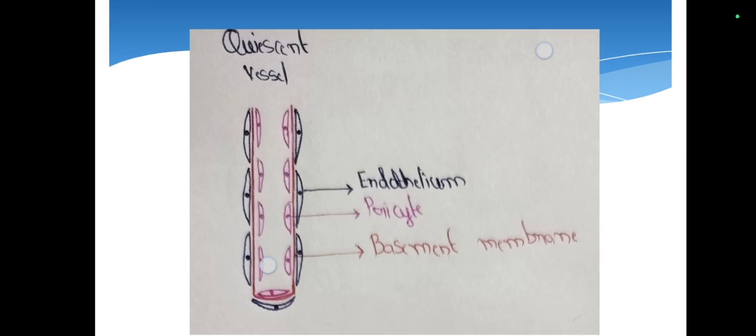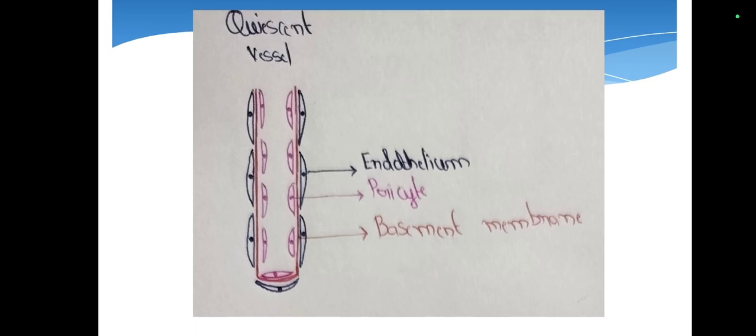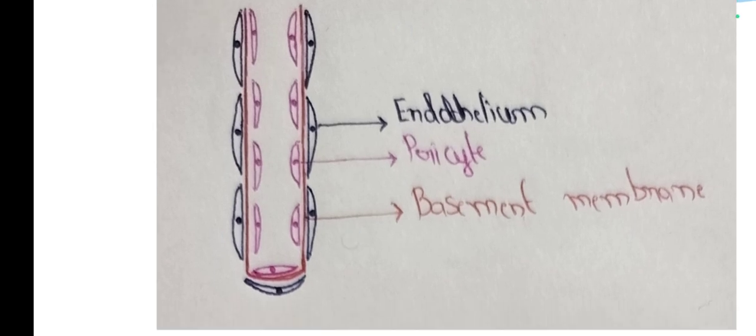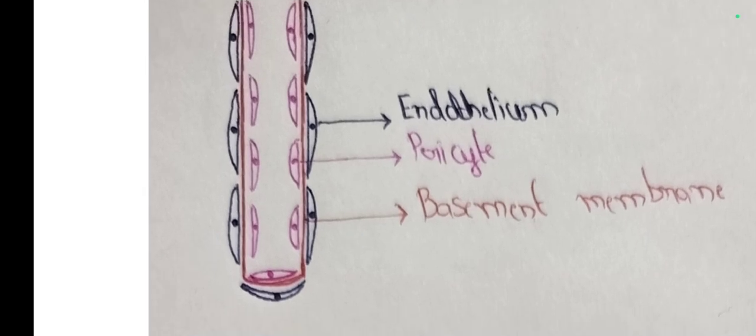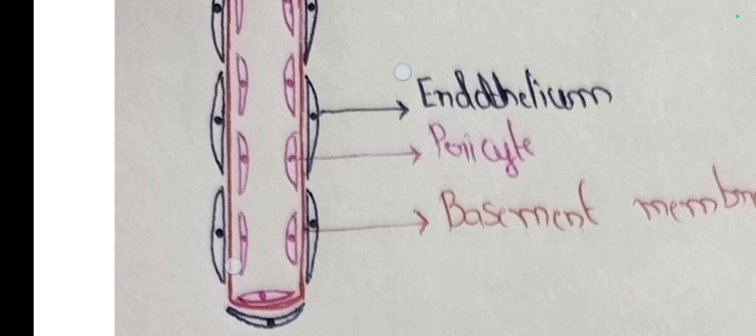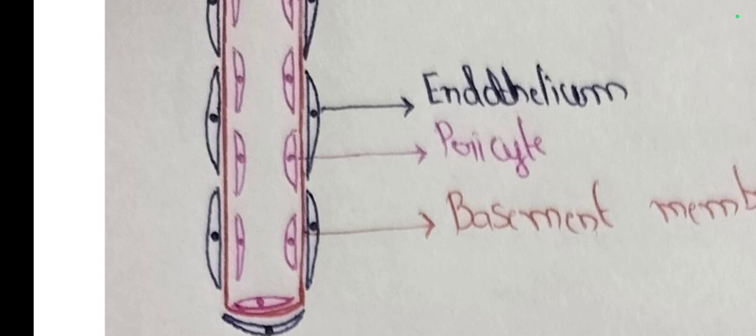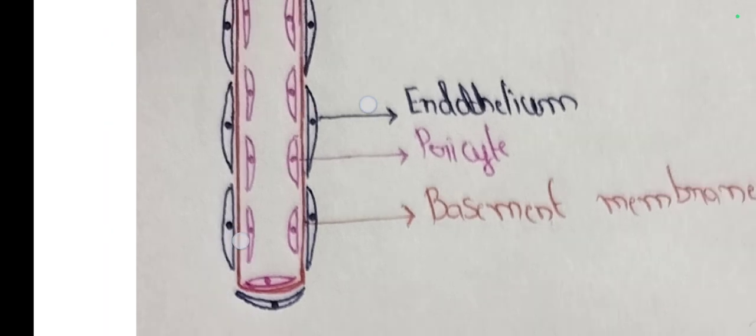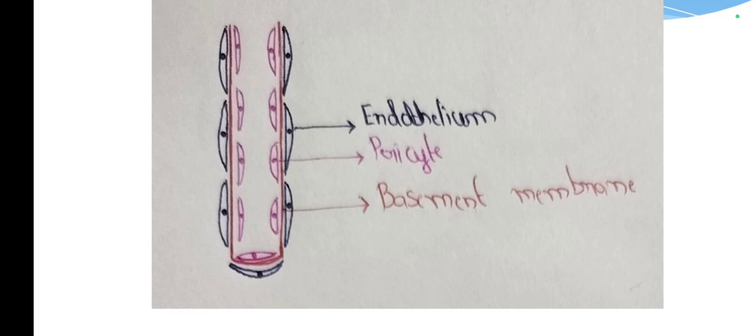Coming to blood vessel, this is a blood vessel, that is an inactive vessel, where you can see the red line is basement membrane. The pink color cells are endothelial cells towards the lumen, and on the abluminal side you can see the blue color cells are pericytes.